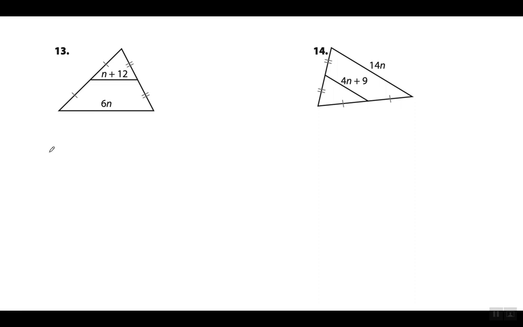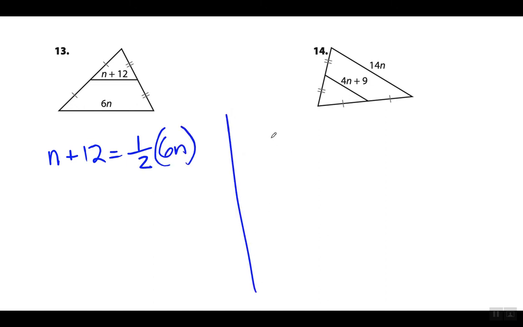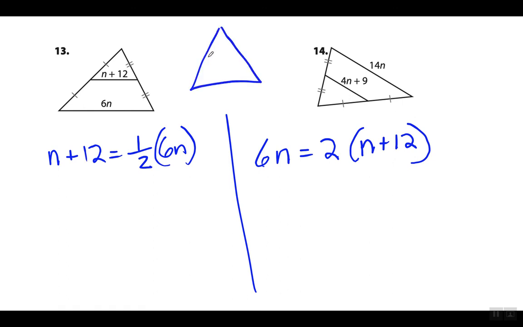All right, so the first way I could write it is n plus 12 equals half of 6n, or I could write it 6n equals double n plus 12. If you forget how to write it, just imagine an easy example with 4 and 8 or something, or 5 and 10.